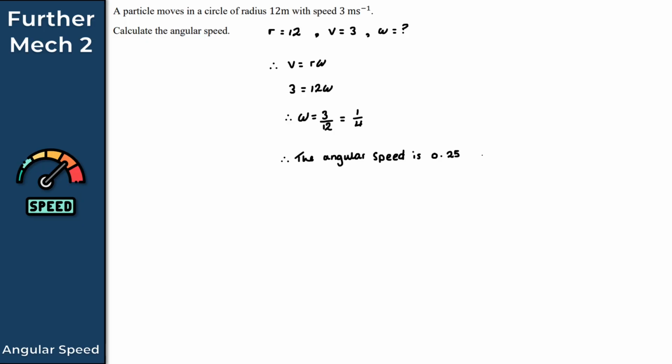So 0.25, and don't forget the units here. We measure angular speed as radians per second. So 0.25 rad/second. Okay? And there we have it then. Like I said, a nice easy question really just to get us started. So this here gives us the solution to question 1.